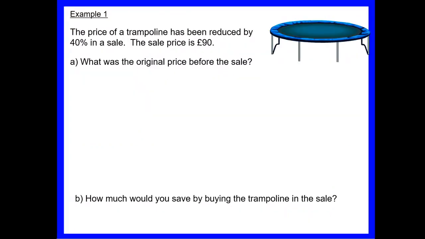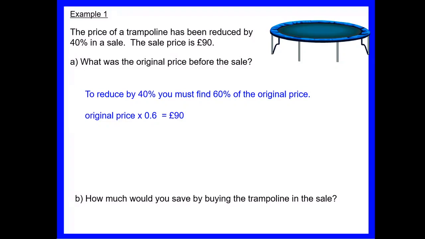Okay, so let's have a look at an example then. The price of a trampoline has been reduced by 40% in a sale, and the sale price is £90. What was the original price before the sale? So if we start off by writing down what we would normally do to get to that price of £90. If I want to reduce it by 40%, we need to find 60%. So the original price times 0.6 equals £90.